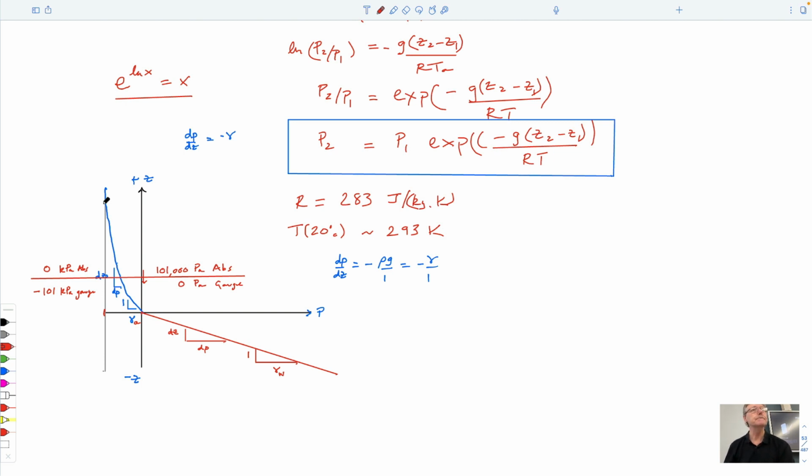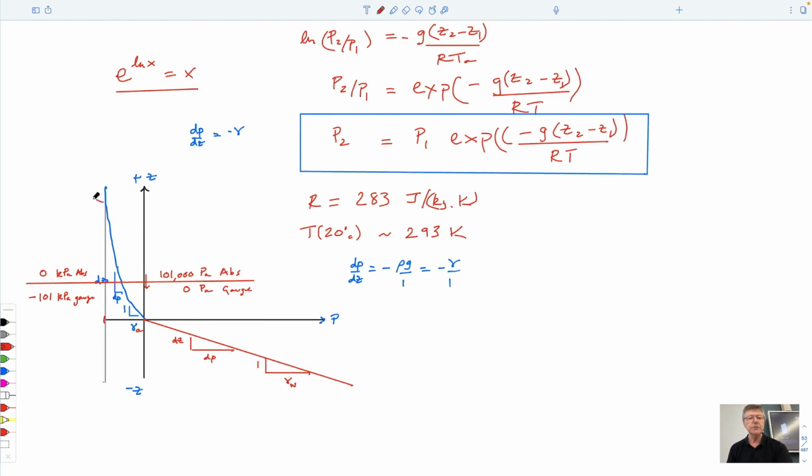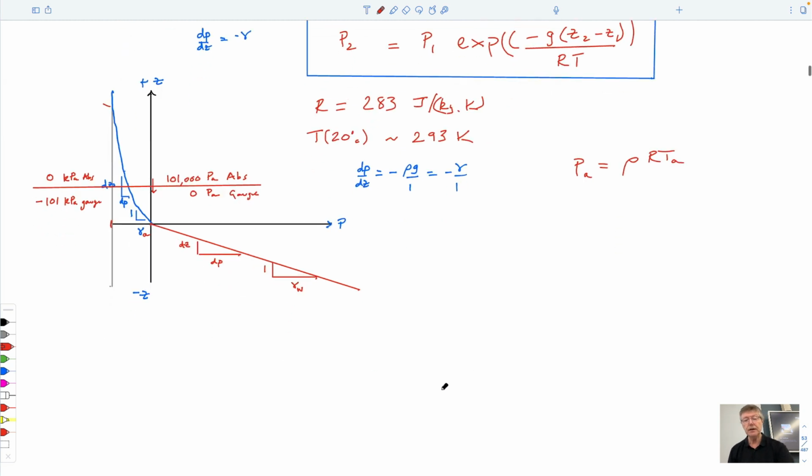Yeah. What's the difference between absolute and gauge again? It's just offset by this 101. So absolute pressure is what you have to use if you use the ideal gas law, because that's the way that the ideal gas law is defined. It's important to remember that. And so they just use a different metric.